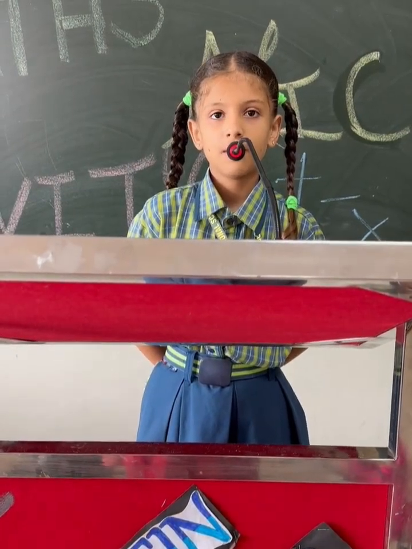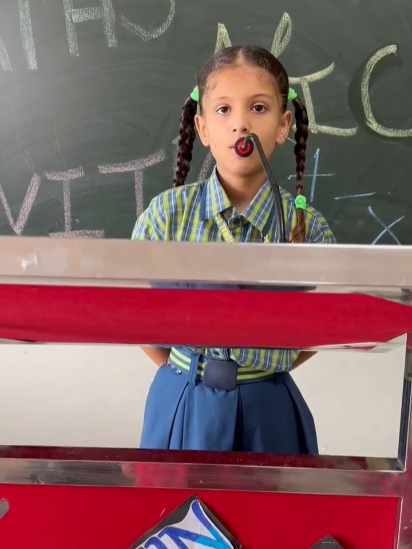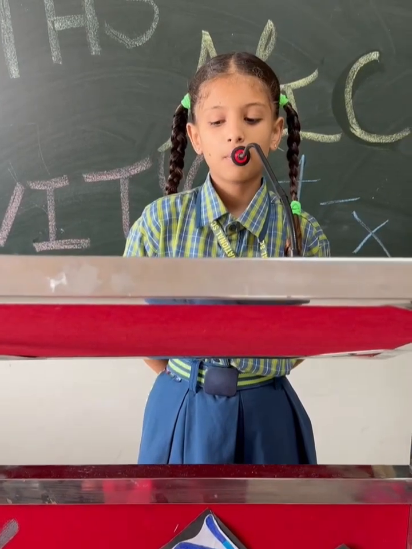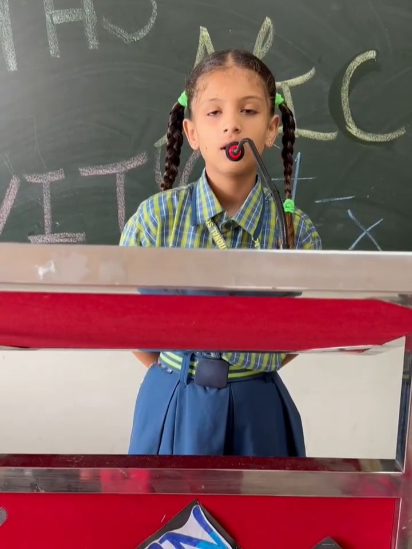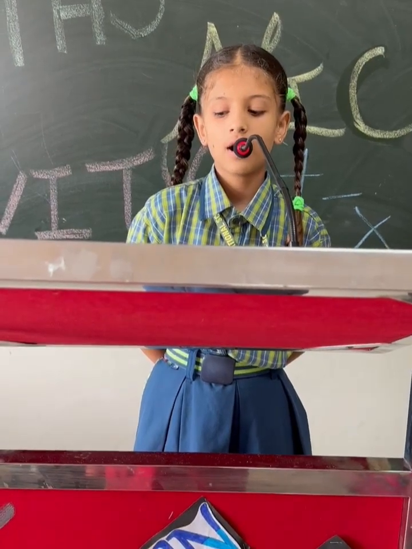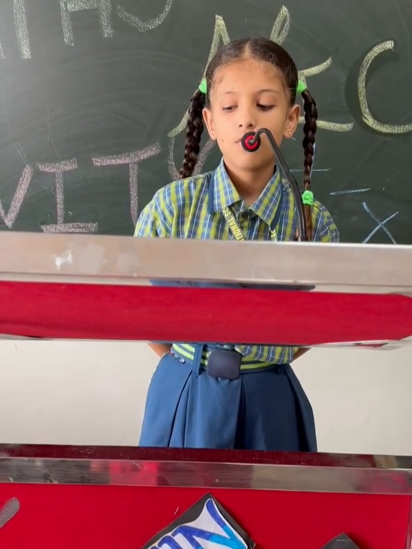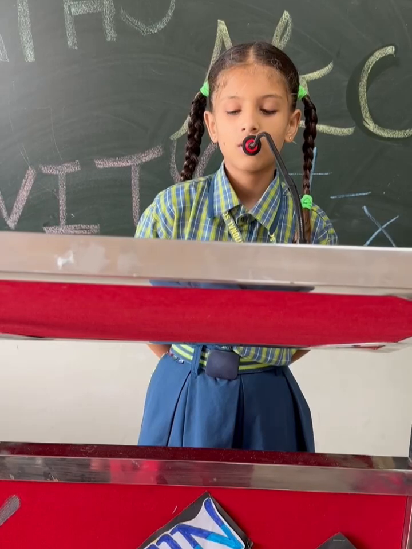A fraction represents the part of a whole. Proper fraction: a fraction whose numerator is less than the denominator is called a proper fraction. For example, 3 by 5, 4 by 7, 5 by 9 are all proper fractions.